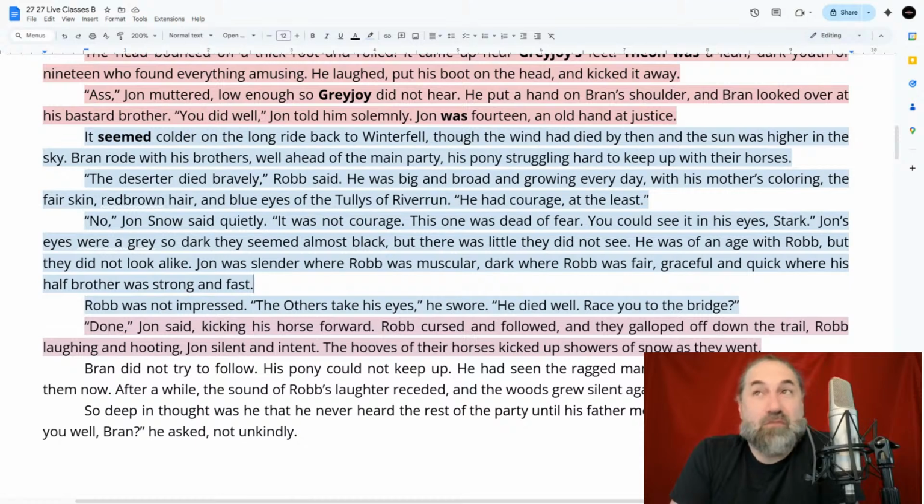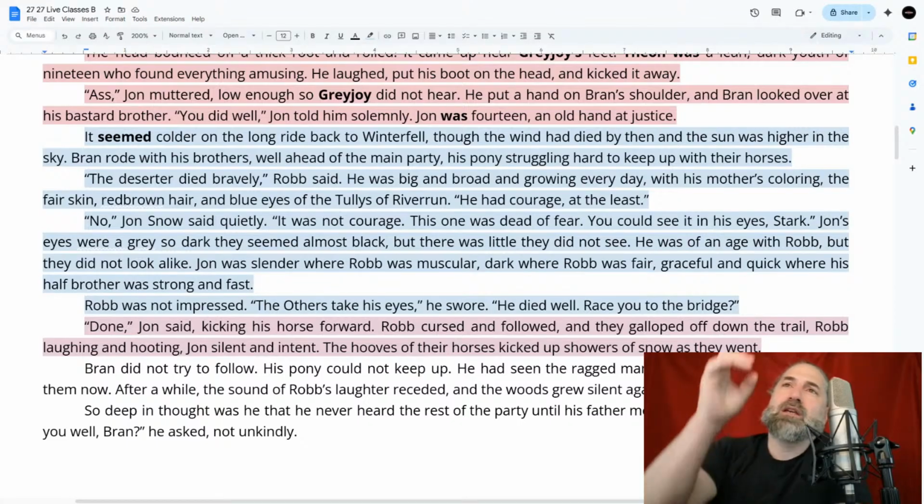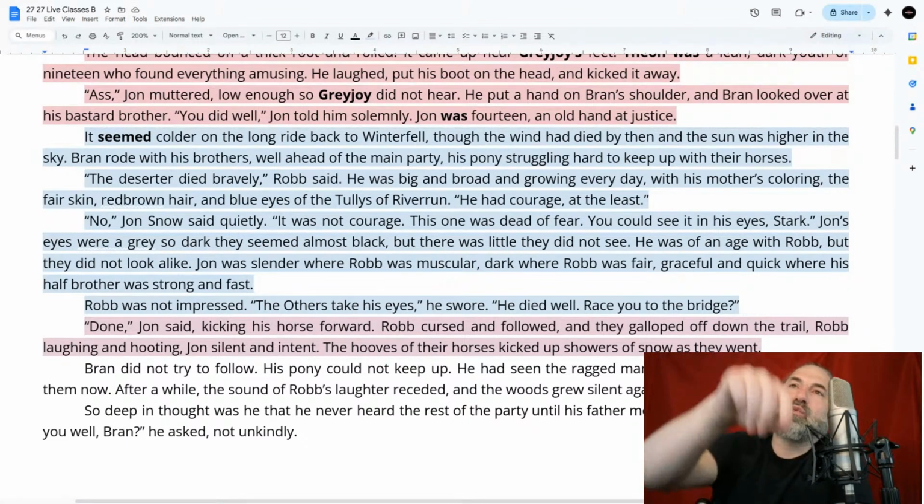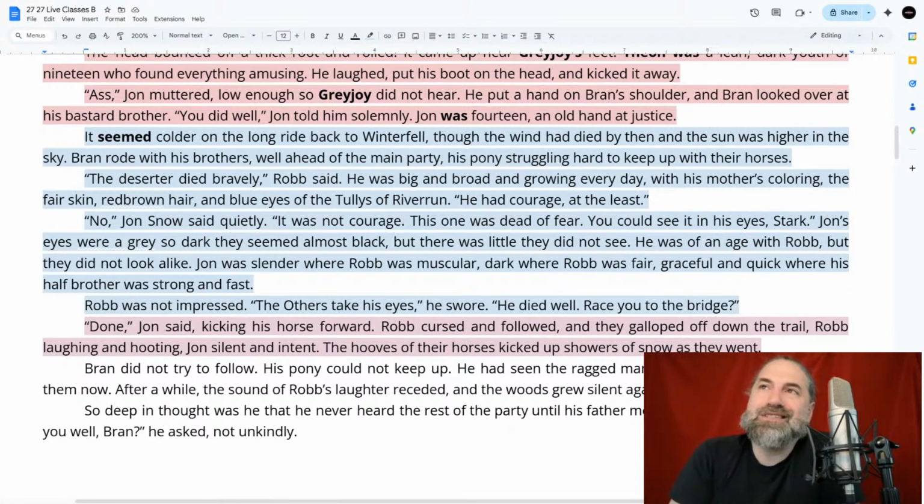He was big and broad and growing every day. More on Robb. With his mother's coloring, the fair skin, red-brown hair, and blue eyes of the Tullys of Riverrun. So world building and character development. He had courage, at the least. No, Jon Snow said quietly. Don't use LY words. It was not courage. This one was dead of fear.